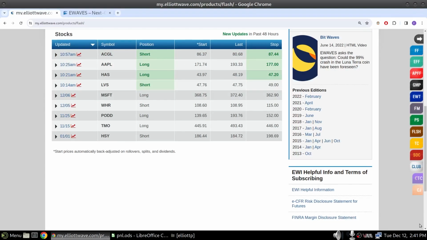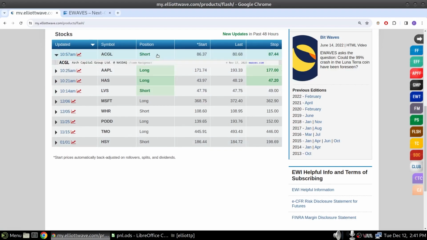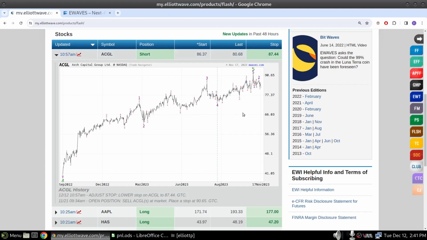All right, now here's the fun part. Let's look at some of these and talk about the trading setups, talk about how we found them using the eWaves engine, and go from there. So let's start with the first on the list here, ACGL. This is an inverse position. And let's go ahead and pop that down, and you'll see we have a chart.